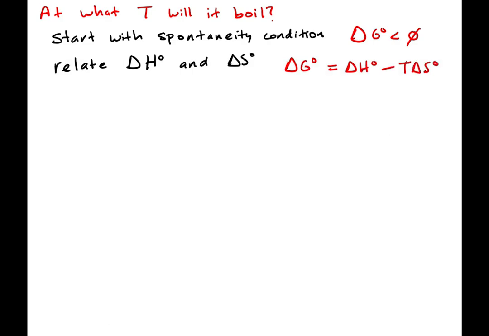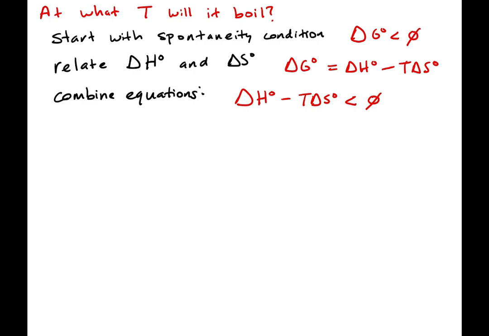So what we're going to do is now make a substitution to combine the two equations. So delta G standard is less than 0. Delta G standard could be rewritten as delta H standard minus T delta S standard. So you can say delta H standard minus T delta S standard has to be less than 0. That's the same thing as saying delta G is less than 0. All right. Now that you've combined the two equations, you've now re-expressed the spontaneity condition in terms of variables that we do know, right? Because we know what delta H and delta S are.